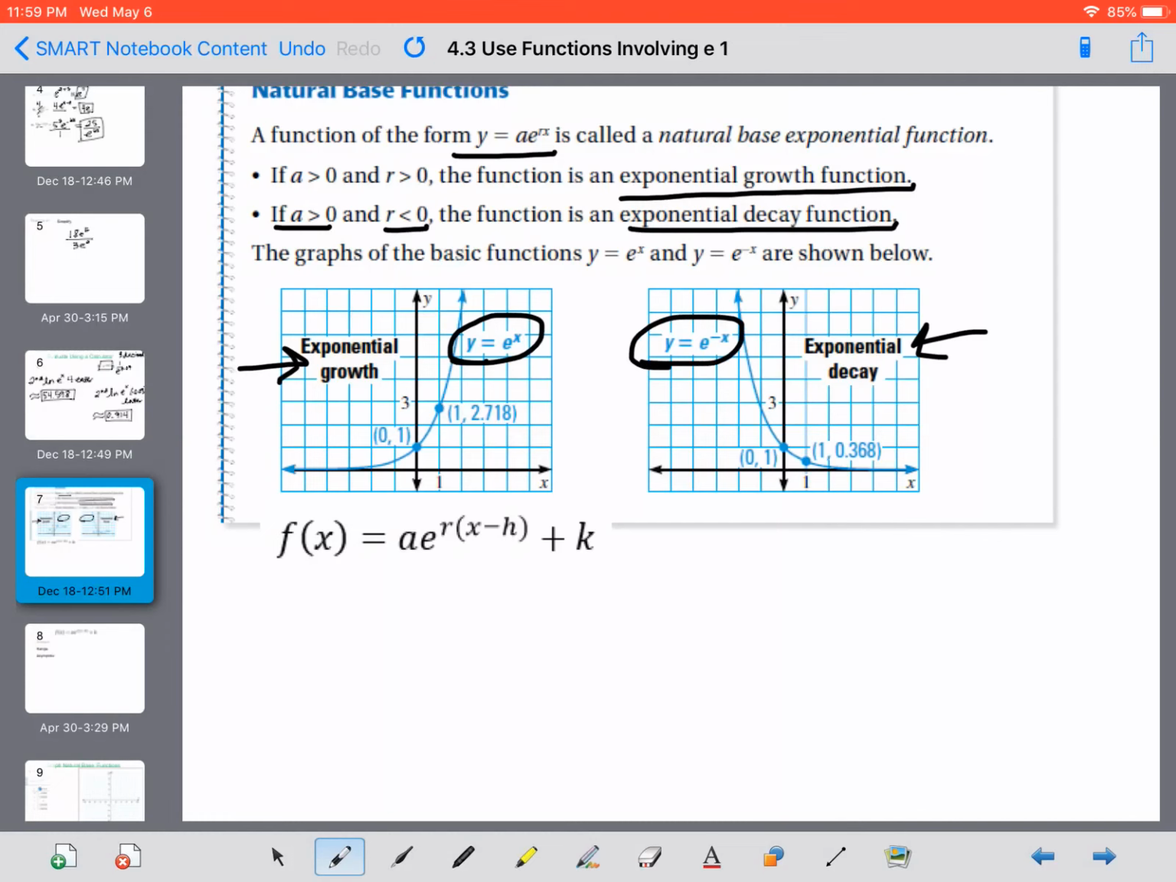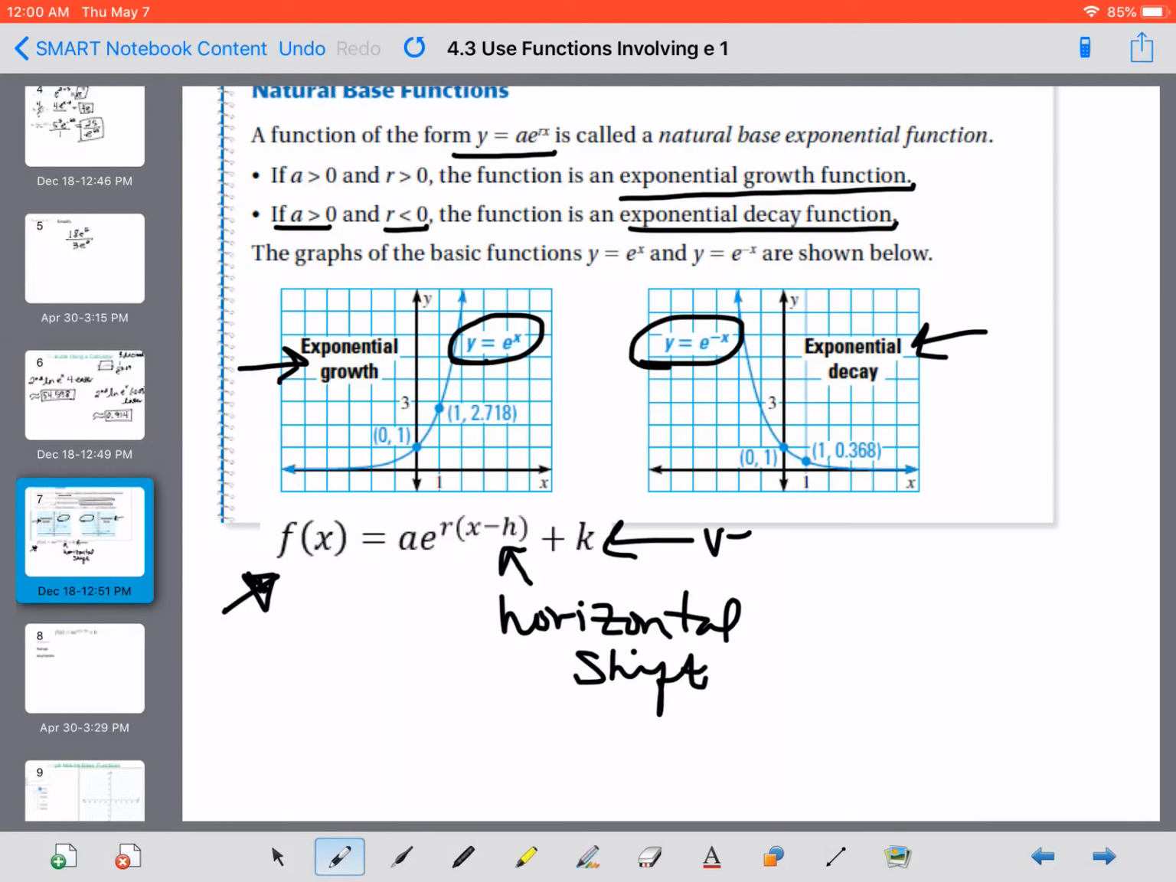So our equation for any function given any transformation would be ae to the r power times x minus h plus k. Again, h is your horizontal shift, k is your vertical shift.